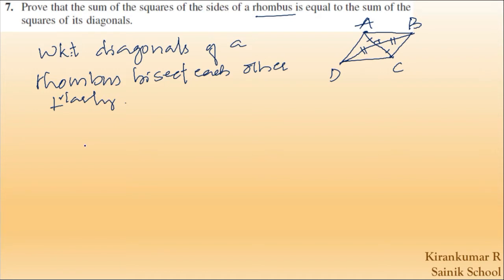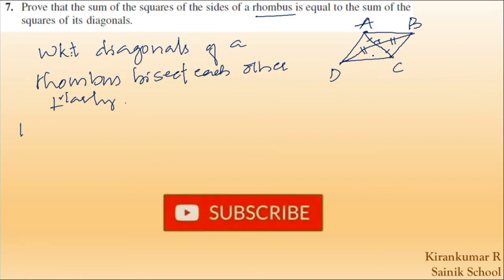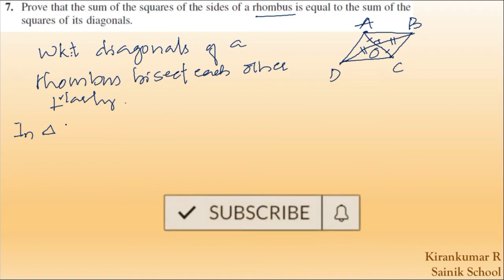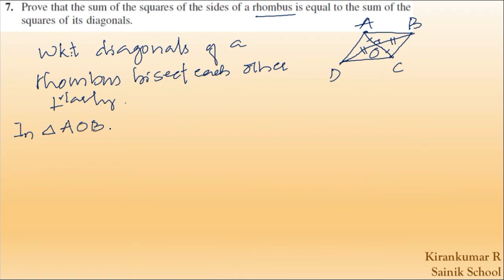Since the diagonals bisect each other perpendicularly, there are 4 smaller right-angled triangles. Let me name the point of intersection as O. One of the right-angled triangles is triangle AOB. In this triangle AOB, the side AB is the hypotenuse, so AB square will be equal to OA square plus OB square. Let me name this as 1.